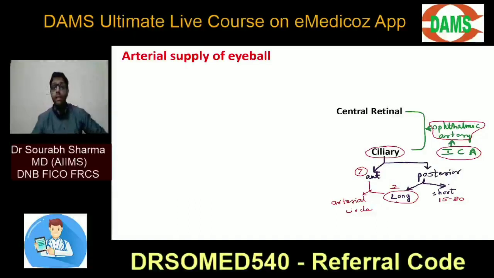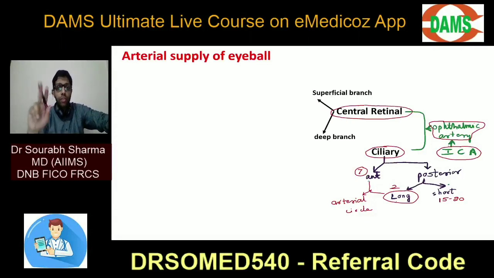Now, the ophthalmic artery has a very important branch, the central retinal artery, which enters the optic disc. It has 2 branches, very important. Now be careful, very, very careful now. We are entering into angiography. This is very important. It has 2 branches, superficial branch and deep branch.